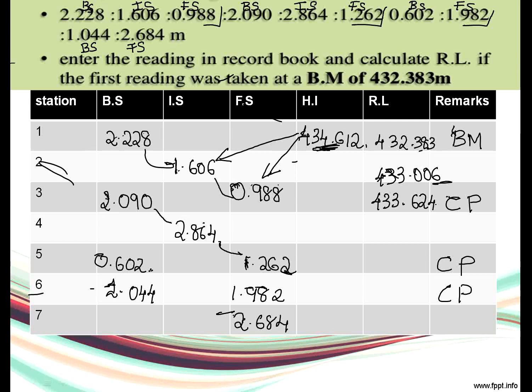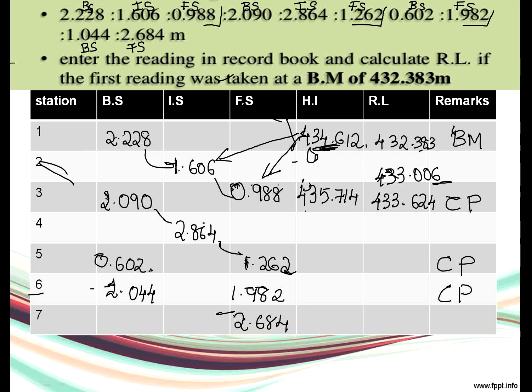Now you got this, then you can see there is a change point. So what you have to do is add the new RL with the backside to get the new height of instrument. For all these three readings, 2.090, 2.864 and 1.262, you are taking the observation from a new instrument station, so you have to find out the height of instrument. You know the RL of station 3. So 433.624 plus backside will give the height of instrument, and here you will get 435.714.